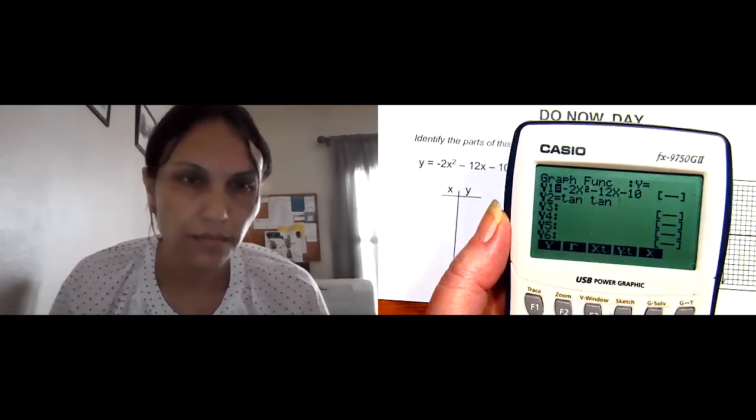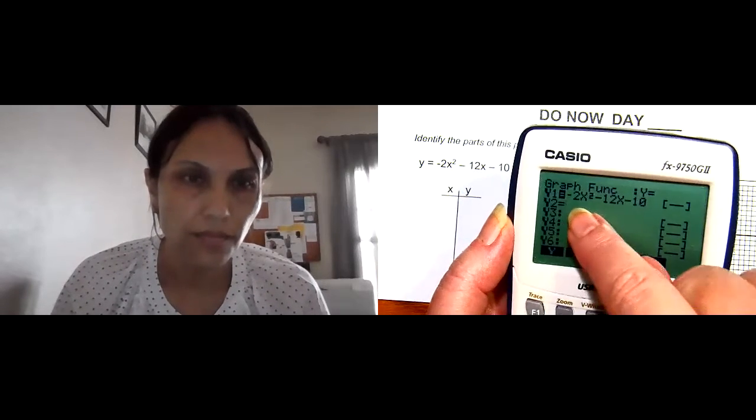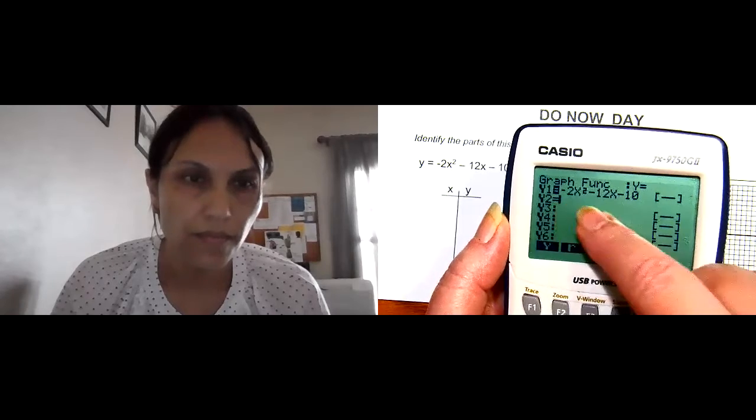Make sure these say Y equals. I accidentally pushed something in, so I need to delete that. Make sure it doesn't have anything extra. And we typed this in.